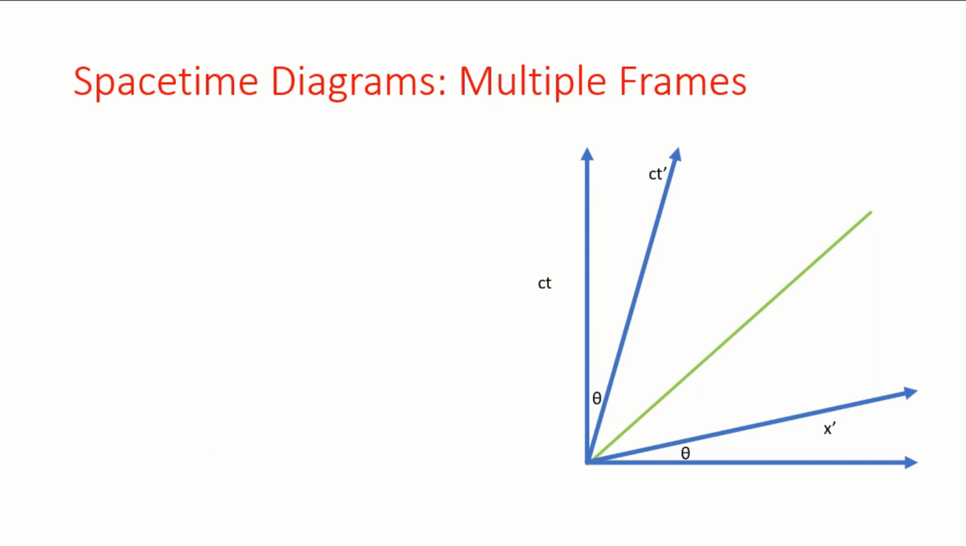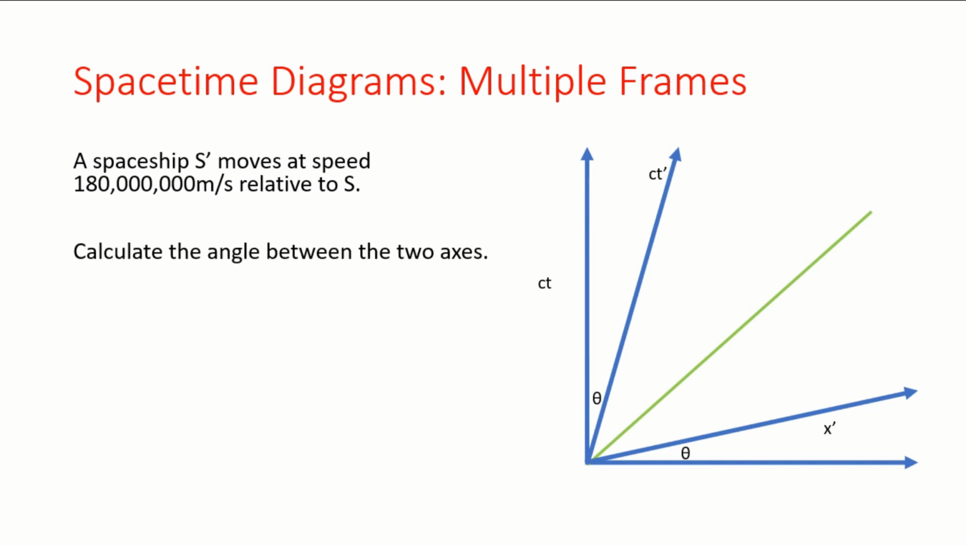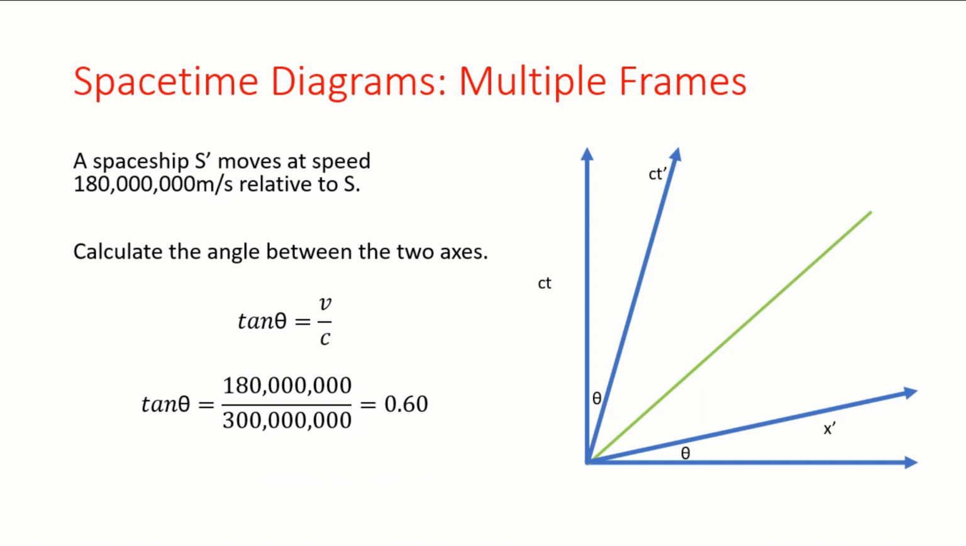And finally, we've now got a spaceship S primed, which moves at speed 180 million meters per second relative to S, and we're asked to calculate the angle between the two axes. Again, we can do tan theta is equal to v over c. Tan of theta is equal to v, 180 million, over c, 300 million, which equals 0.6. And that will give you a 31-degree angle.